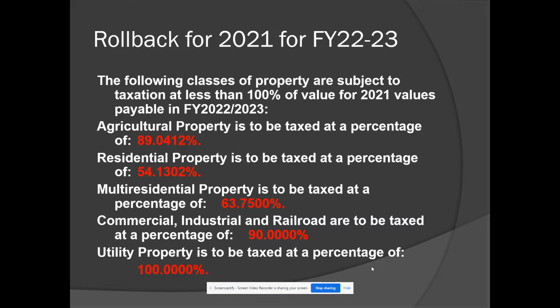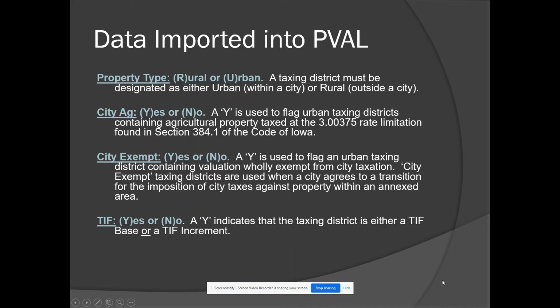Ag property is to be taxed at a percentage of 89.0412%. Residential property is to be taxed at a percentage of 54.1302%. Multi-residential property is to be taxed at a percentage of 63.75. Commercial, industrial, and railroad are taxed at a percentage of 90%. And utility property is taxed at a percentage of 100.